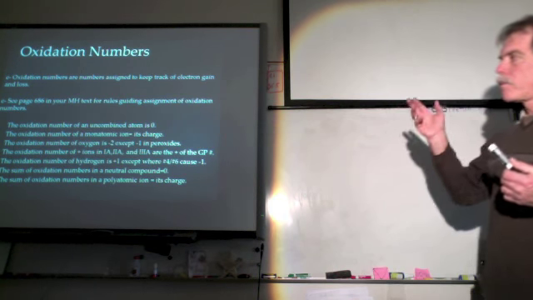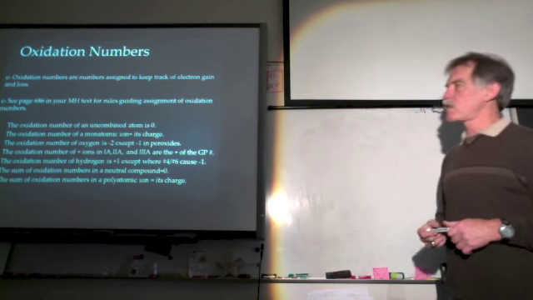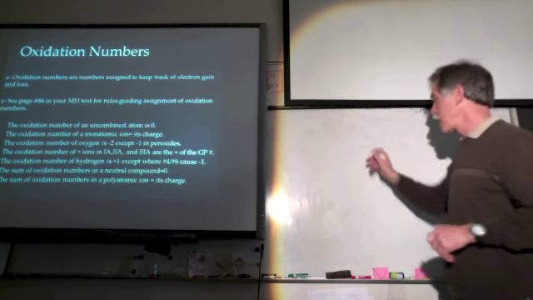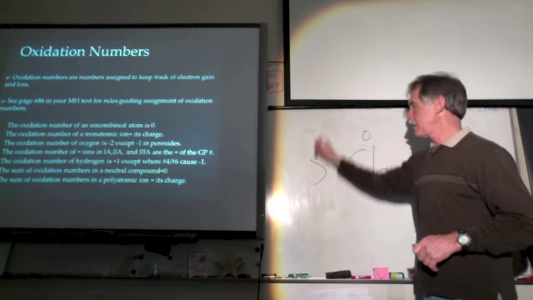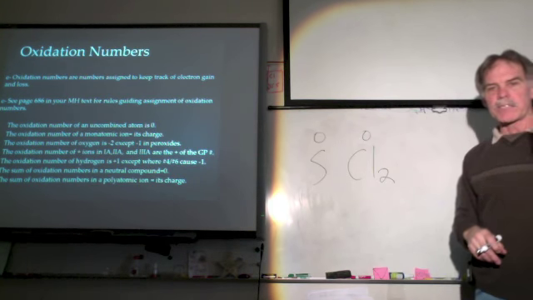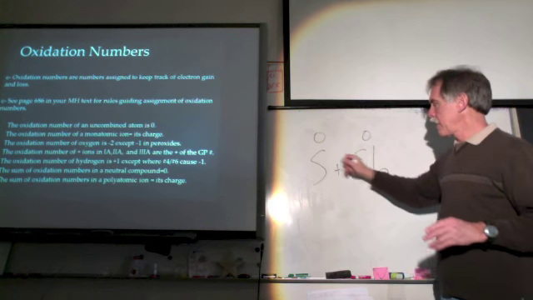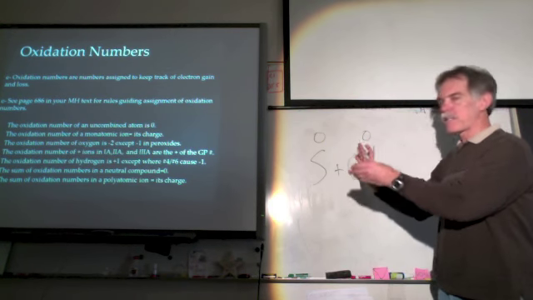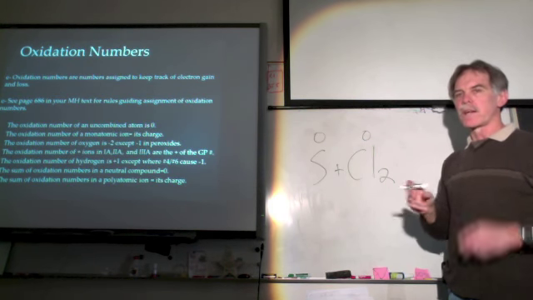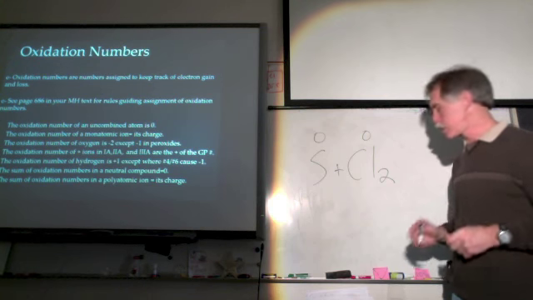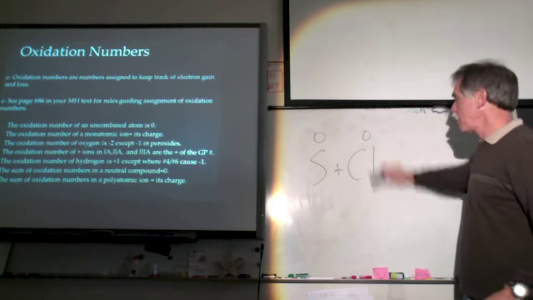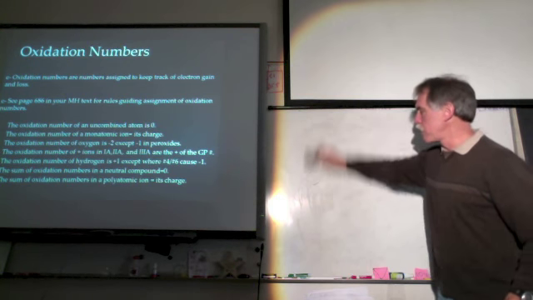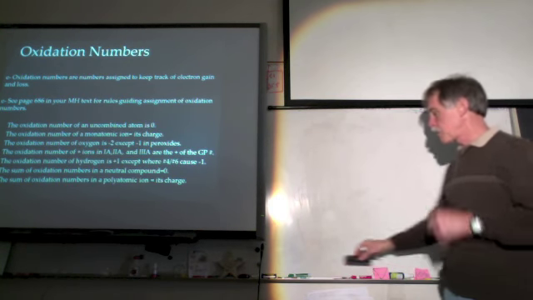So go over the rules. Oxidation number of uncombined atom is 0. That includes all of the diatomics. Cl2, 0. S, 0. If it's a single, like S with a plus, it's by itself, and there's no charge, has a 0 for oxidation number. These rules are not that hard. You need to spend time learning them. And the people that don't do well on this are the people that don't spend time learning them.